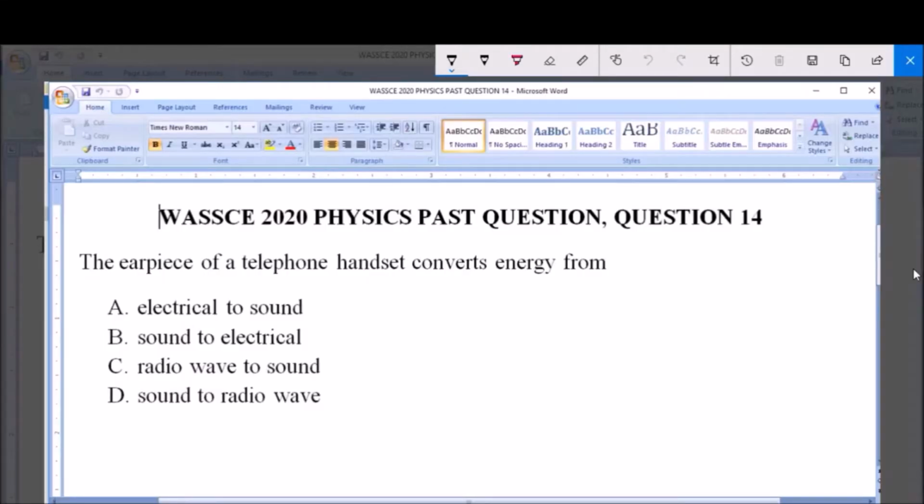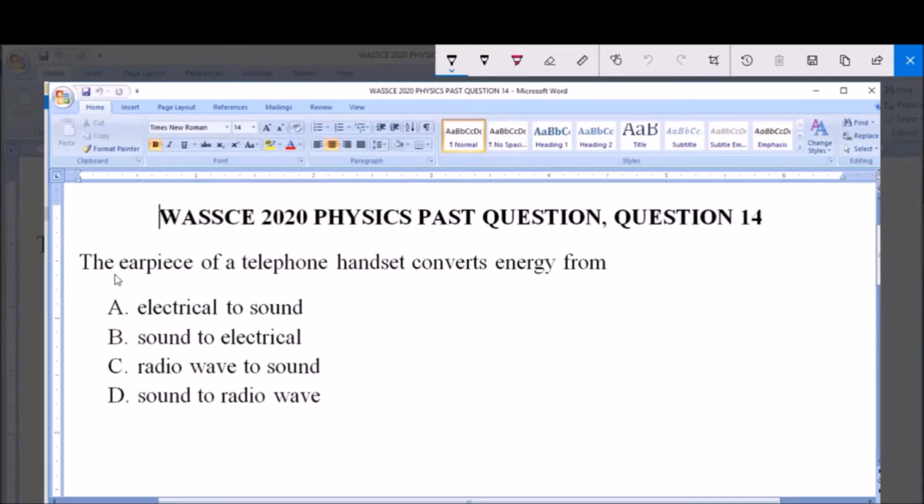I will be answering WAEC 2020 physics past question 14. The earpiece of a telephone handset converts energy from dash to dash. A, from electrical to sound. B, from sound to electrical. C, from radio wave to sound. And D, from sound to radio wave.